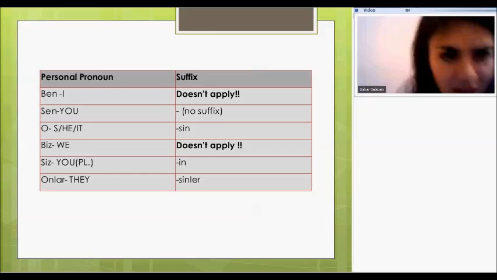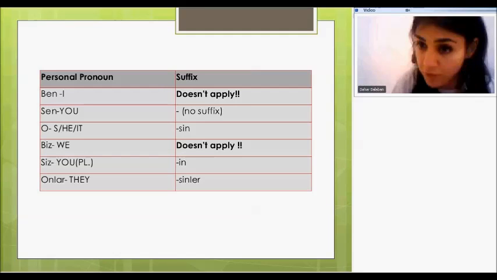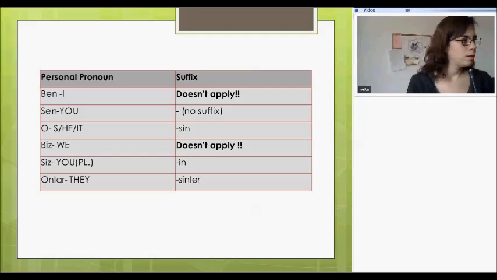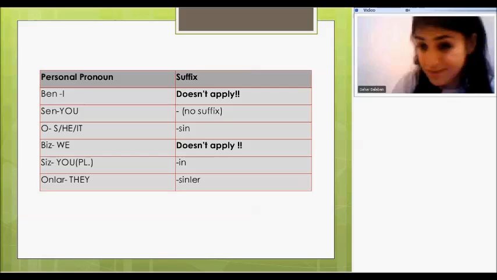So I'm going to move on to a chart that summarizes the whole rule for us. If you take a look at this rule again, that's a summary of all the suffixes that we use in Turkish to make imperative sentences, which we've already discussed. The first person singular, I, does not take any suffix, so the imperative is not applicable. We're not going to do any imperative sentences for the first person singular.